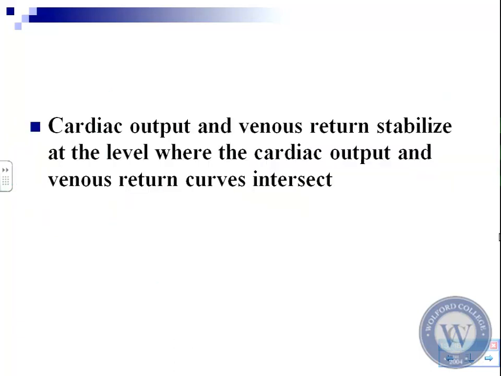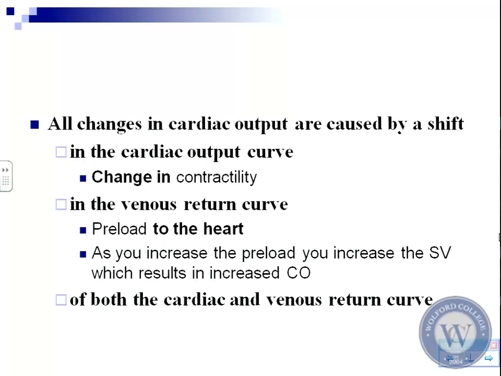Cardiac output and venous return stabilize at the level where the cardiac output and venous return curves intersect, and maintain this constant flow of fluids moving around. Now, all changes in cardiac output are caused by a shift in the cardiac output curve, which is a change in contractility, which is a very important part, and in the venous return curve, which is a preload to the heart. As you increase preload, you should expect an increase in stroke volume, which results in an increase in cardiac output. Or both.